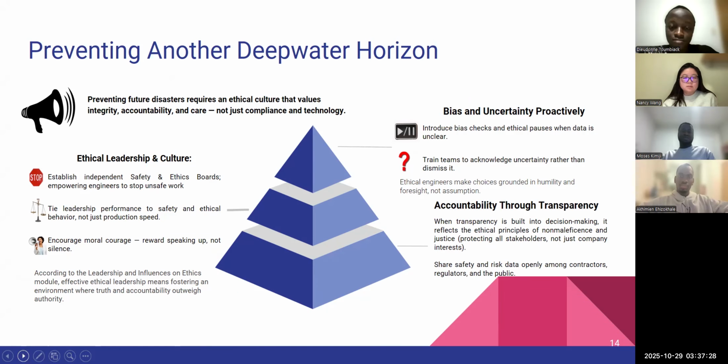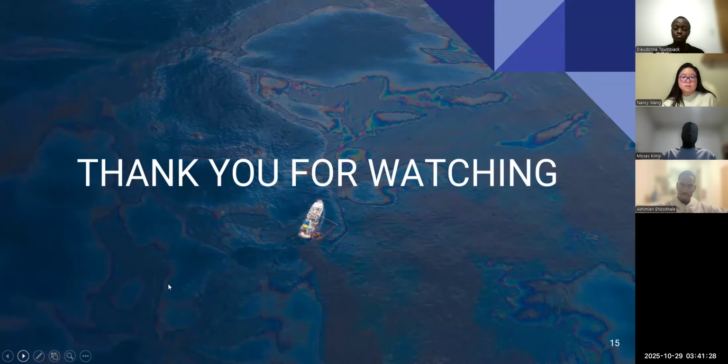So, preventing another Deepwater Horizon disaster. Preventing future disasters requires an ethical culture that values integrity. We don't put companies' profit over human life. Accountability, right? And also care for the environment. If we care a lot for the environment, we would consider the damage that can be done when we are making certain decisions. So with these few ways, a disaster as big as Deepwater Horizon can be avoided.